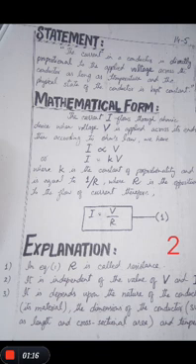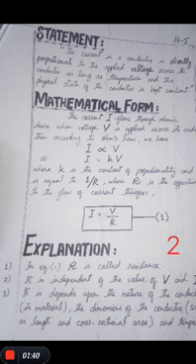where k is the constant of proportionality and is equal to 1 by R, where R is the opposition to the flow of current. Therefore, by putting the value of k, which is 1 over R, the above equation can be written as I is equal to V by R. So this is the mathematical form of Ohm's law.